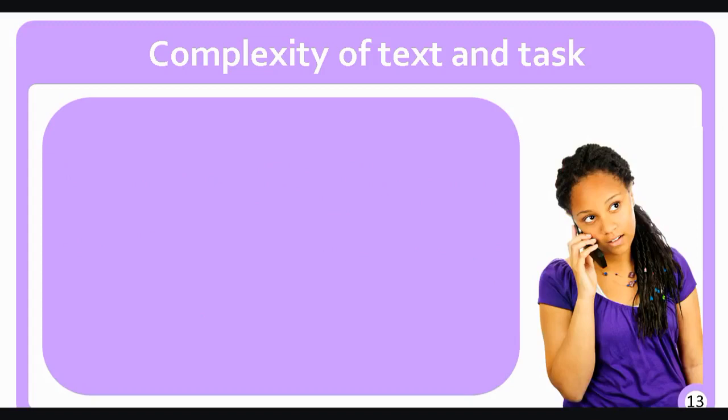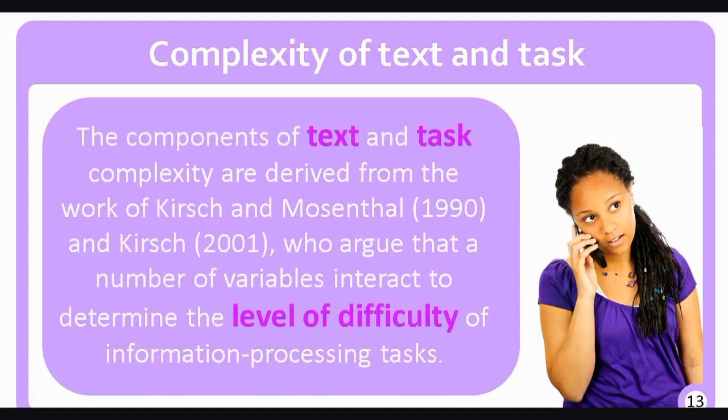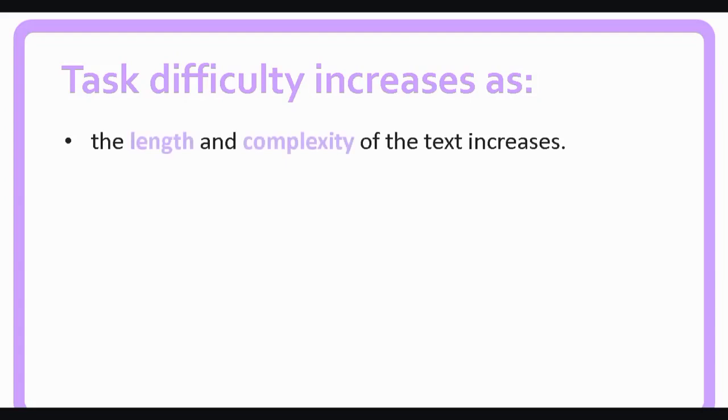With respect to complexity of text and task, the components of text and task complexity are derived from research by Kirsch and Mosenthal in 1990 and research again by Kirsch in 2001, and they argue that a number of variables interact to determine the level of difficulty of information processing tasks. What this essentially means is that as we have a number of variables, as we have a lot more varieties, we have a lot more complexity, it makes it a lot more difficult for people to interpret text and complete tasks. The task difficulty increases as the length and complexity of the text increases.